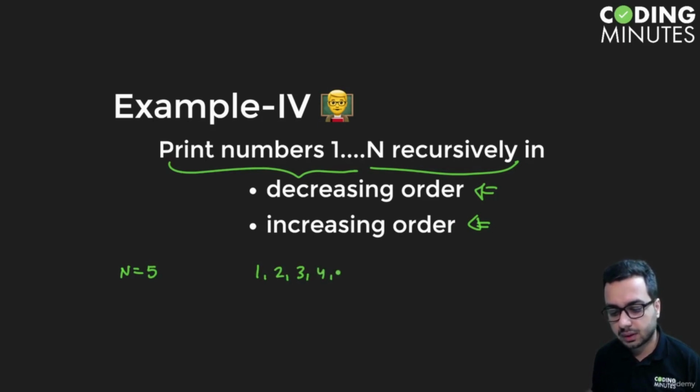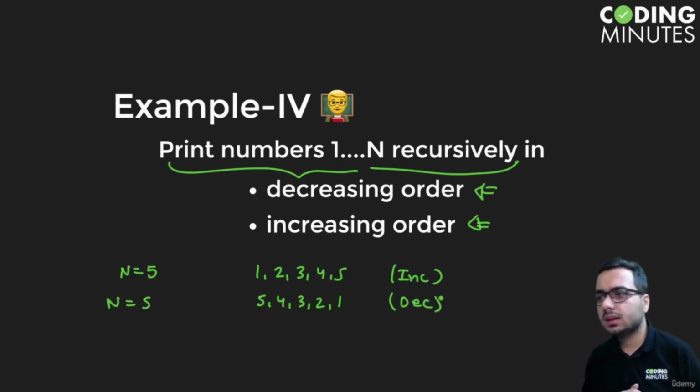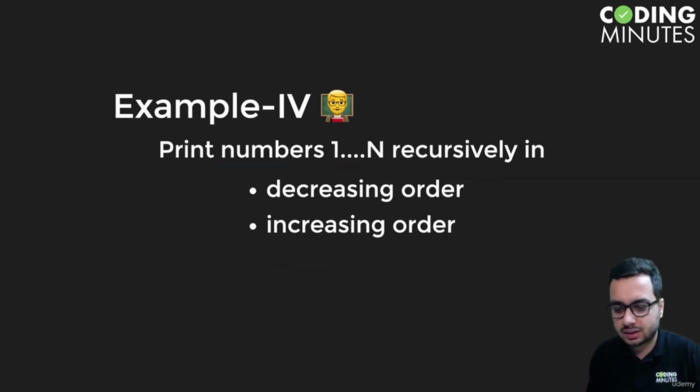Okay, the second method, that is for the increasing one. And the second method, if n is 5, it should print the output like 5 4 3 2 1. That is the decreasing one. Okay, now let's see how we can actually do it.